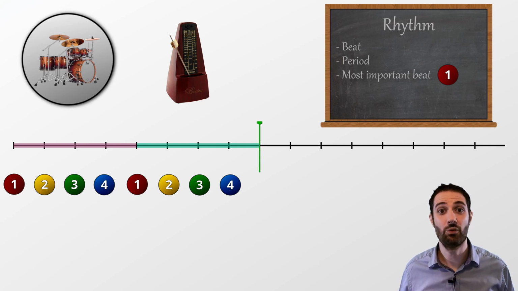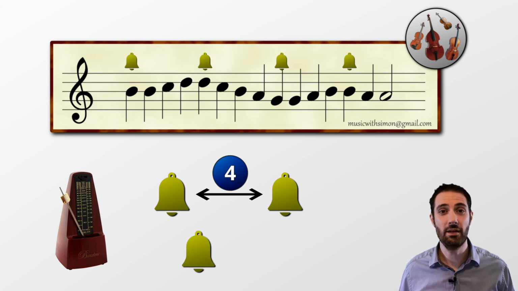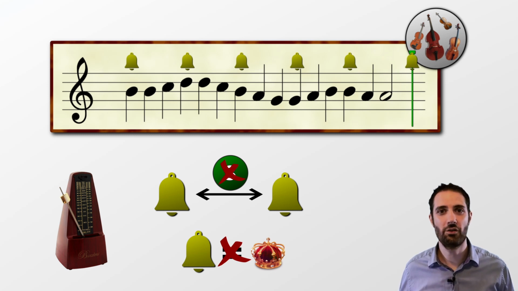The same thing will happen if we listen to a piece of music with no drums or percussions that clearly dictate the rhythm. Listen to this theme by Beethoven. The period seems to be 4, and these sound like the most important beats. A period of 3 looks wrong. And the choice of other beats as the most important beat don't sound quite right either.